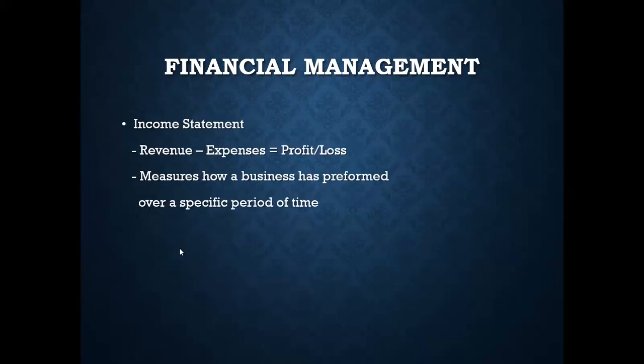The next type of document, or next type of instrument, is the income statement. The income statement is revenue minus expense equals profit or loss. Revenue can be instant cash, or revenue can be what's known as cash receivable. Cash receivable means the amount of money that's owed to you in the future. Let's say you did a job for a person and you say, hey, you have 30 days to pay me. Now, your income statement measures how a business has performed over a specific period of time.